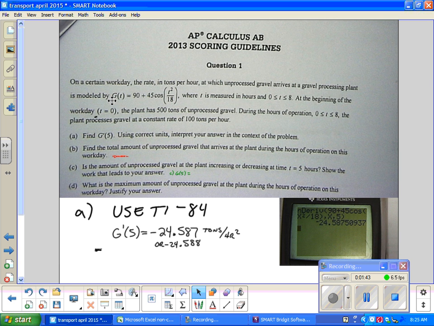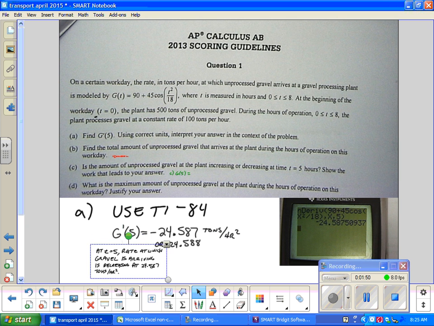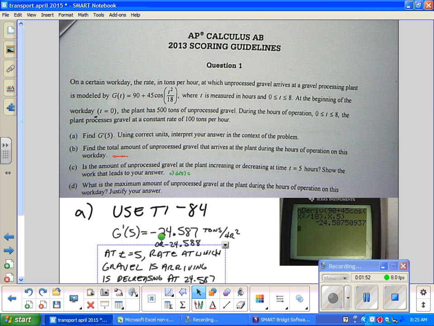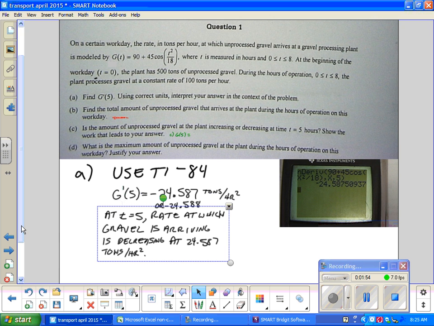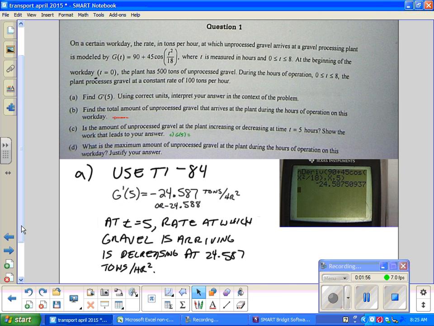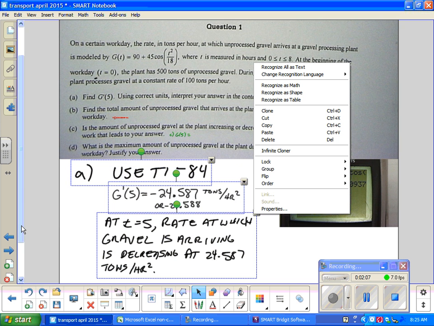And it says use the correct unit to discuss. The big thing here is you have to say at time 5 because the derivative changes. So I started right away with that. At time equals 5. What that means is the rate at which gravel is arriving is decreasing because it's negative 24.587 tons per hour squared. This is worth 2 points, the value and the reason.